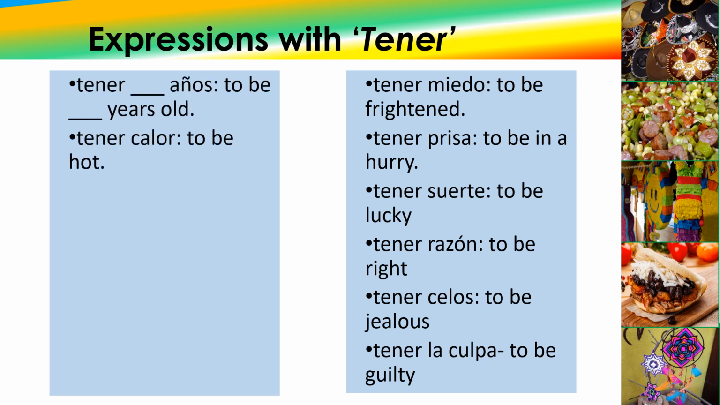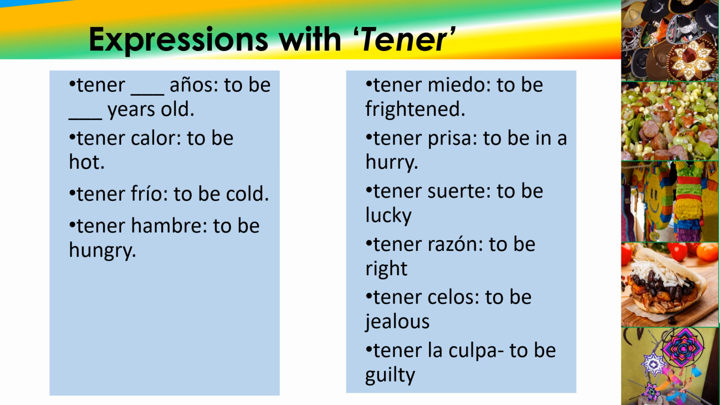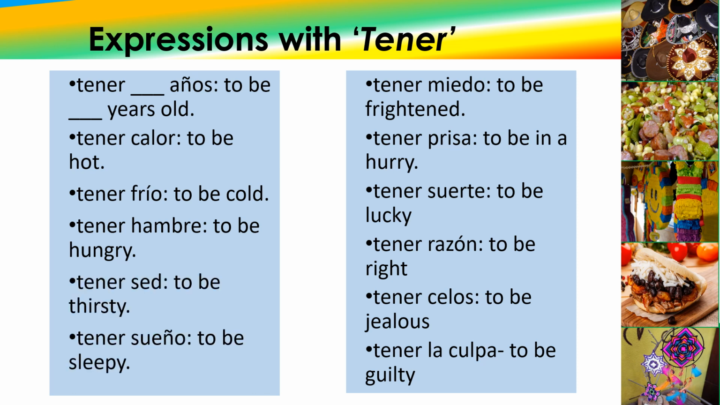So we have tener dash años. This means to be dash years old. For example, tengo 14 años. I'm 14 years old. Okay, so we use tener, number, then años to express our age. Okay, tener calor means to be hot. Tener frío means to be cold. Tener hambre, to be hungry. Tener sed, to be thirsty.